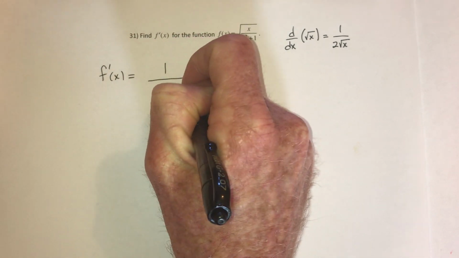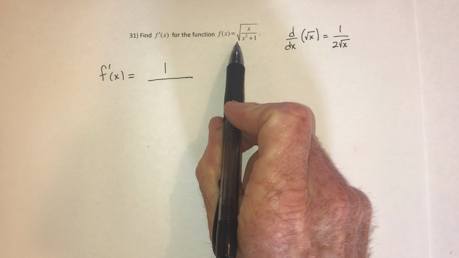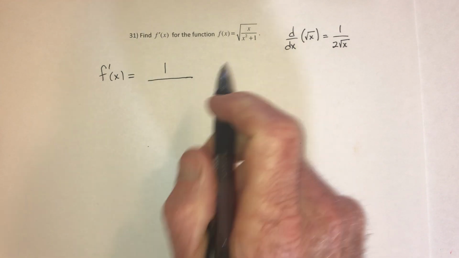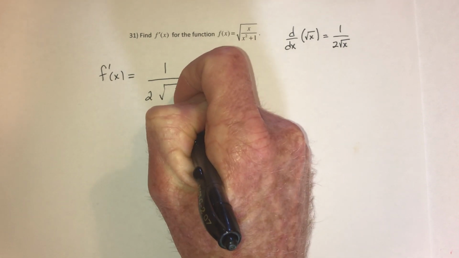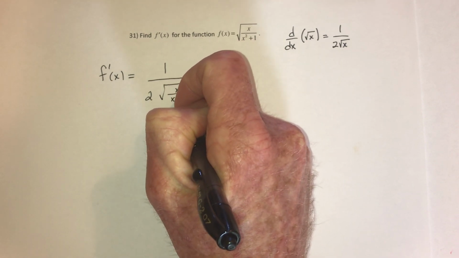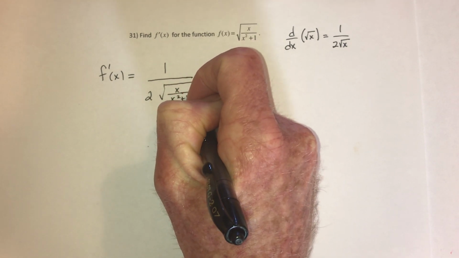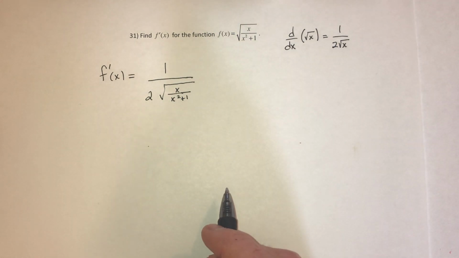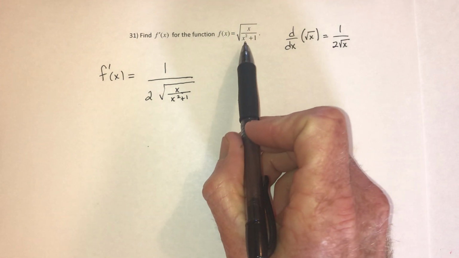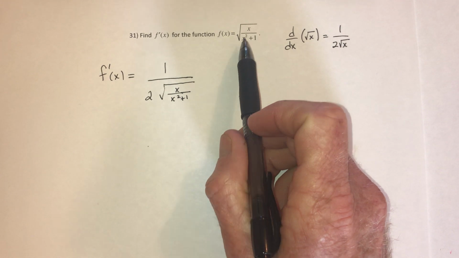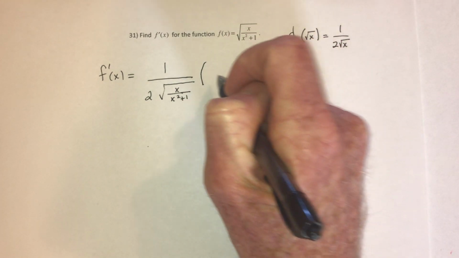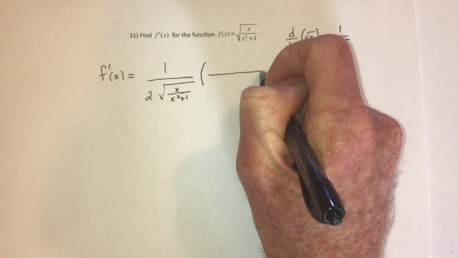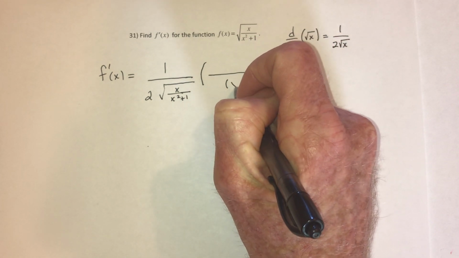So to begin with, the derivative of this square root will be 1 over 2 times that square root. Okay, now the chain rule. Now I need to take the derivative of the inside, which means that we get to do the quotient rule. So for the quotient rule, I know that the bottom has to be squared.